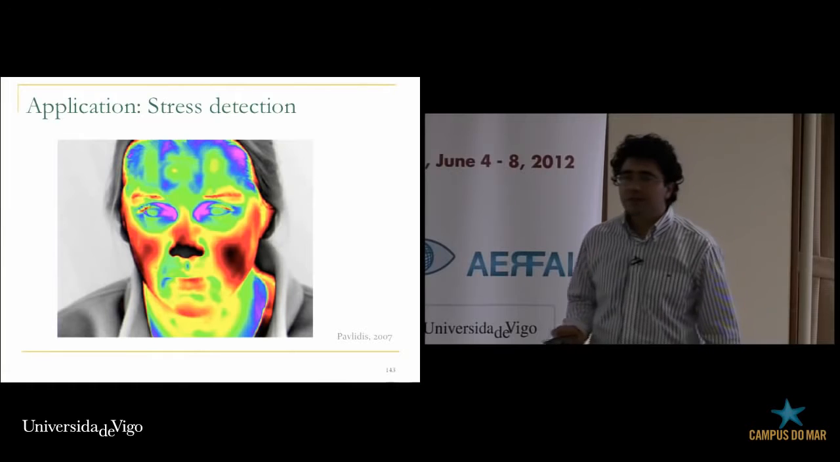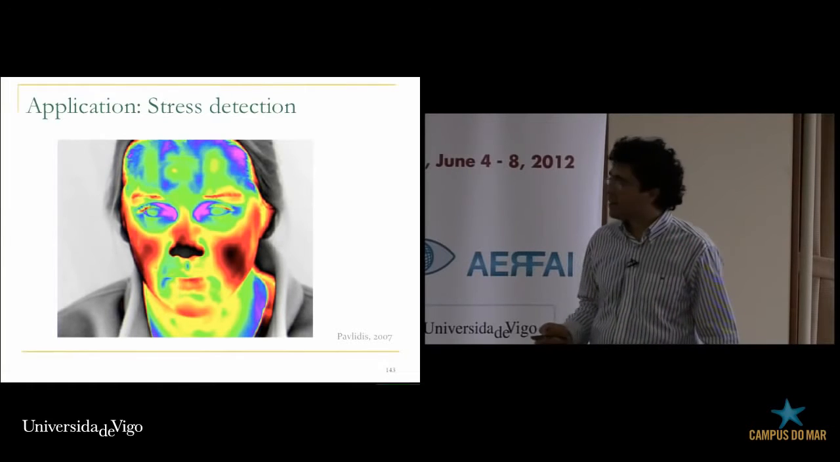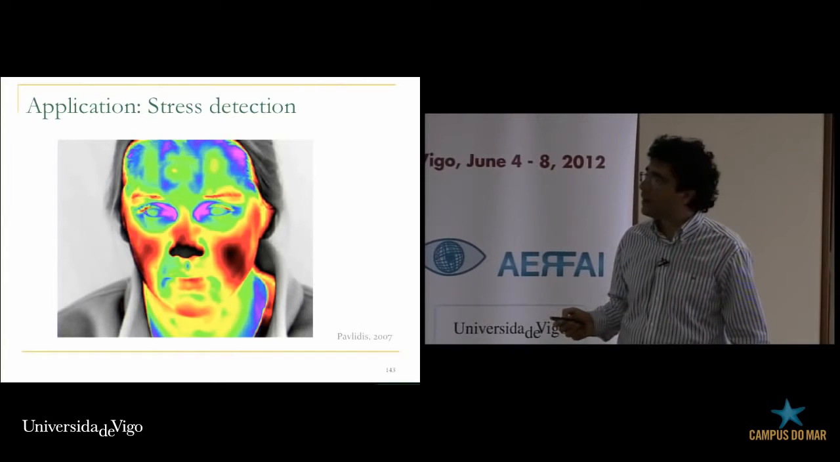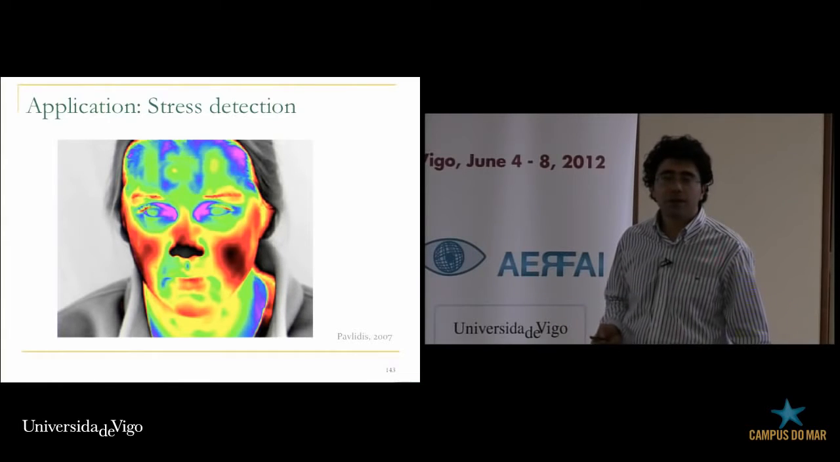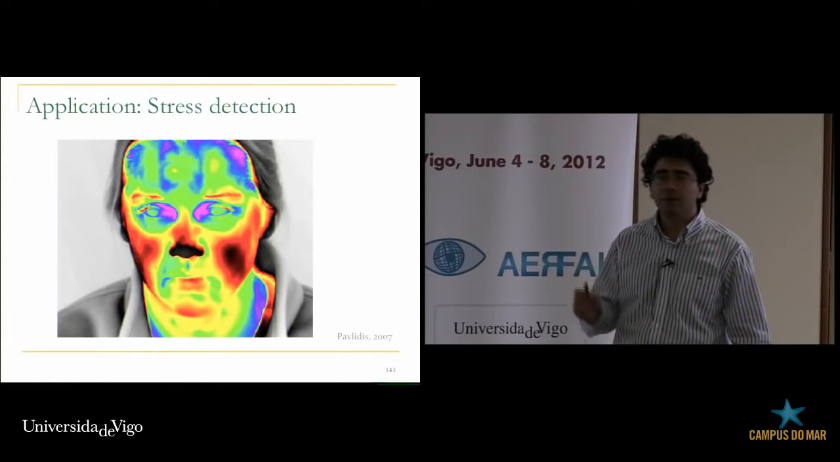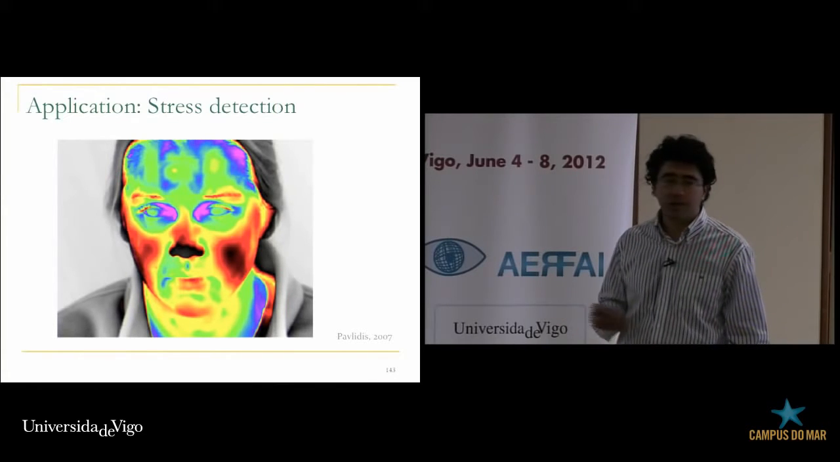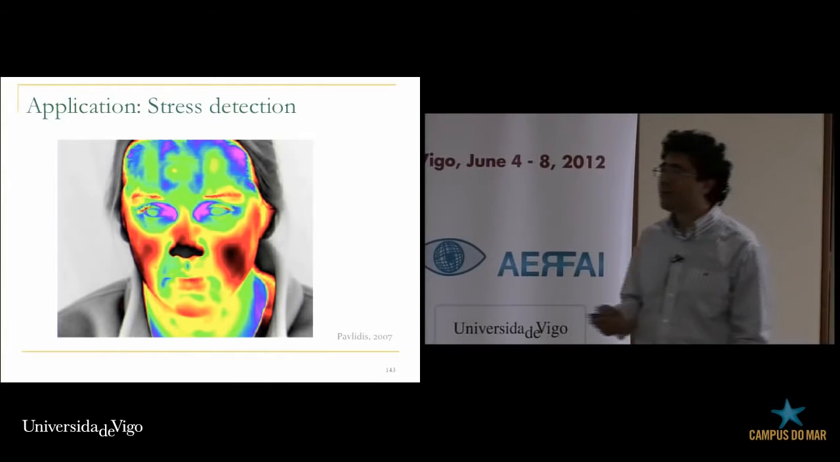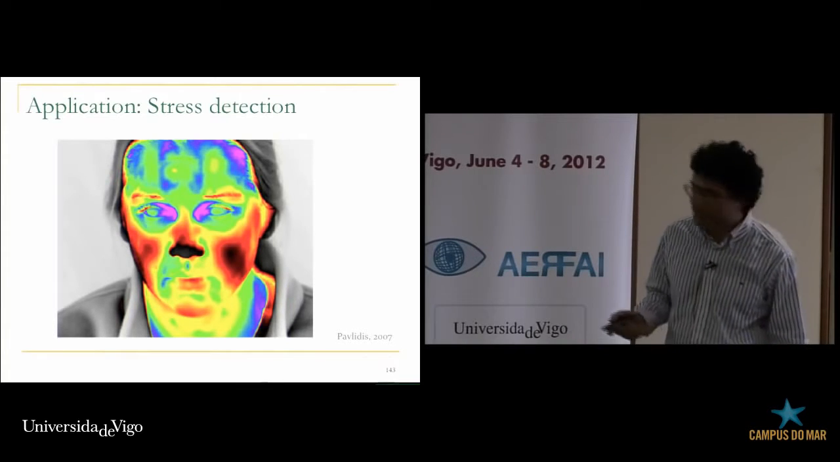We're not limited to 2D and 3D modalities. Theo Pavlidis was looking at thermal cameras for stress detection. The veins around the nose area apparently can indicate whether you're under a lot of stress or not if you look with a thermal camera. But it's a very expensive modality, so I think the FBI has a few, but nobody else is using this.